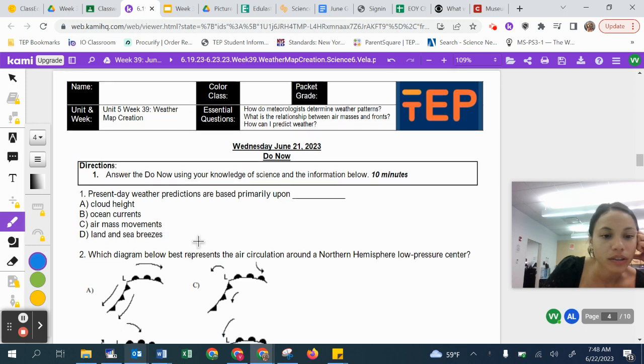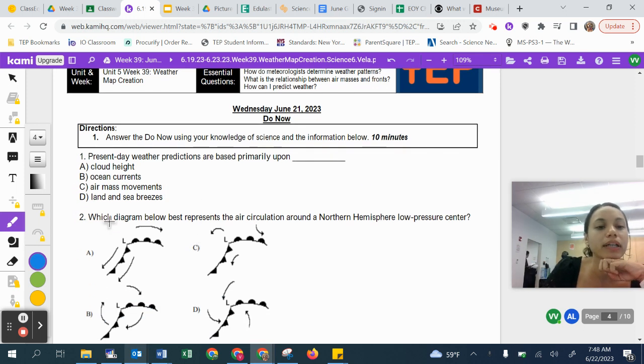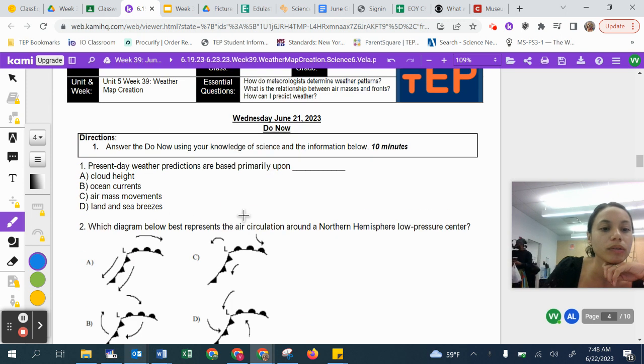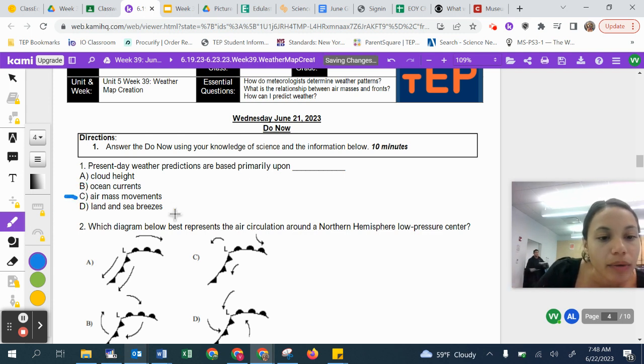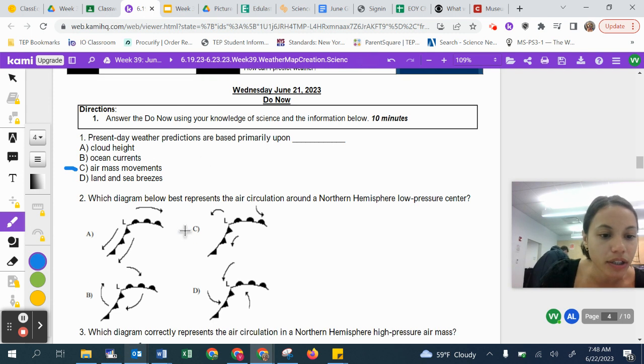If you're on this, then you have already or should have already completed the do now. So let's review the do now. Present day weather predictions are based primarily upon... The correct answer is C, air mass movements. Air mass movements and weather predictions. That means that the density is different and there are different winds and pressure systems taking place.